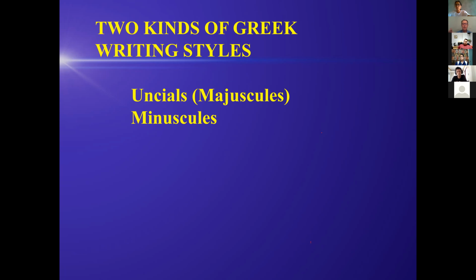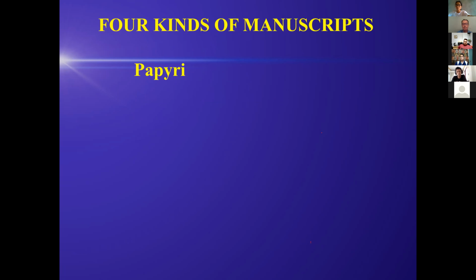Okay, so we have two kinds of script, uncials or majuscules and minuscules. There are basically four kinds of manuscripts. We have papyri. These are the oldest, and they're called that because they were written on papyrus. Papyrus manuscripts are designated by a German P with a superscript, like P52 or P12 or whatever the number of the papyrus happens to be. The only New Testament books that are not found on a papyrus manuscript are 1st and 2nd Timothy. They start with parchment.